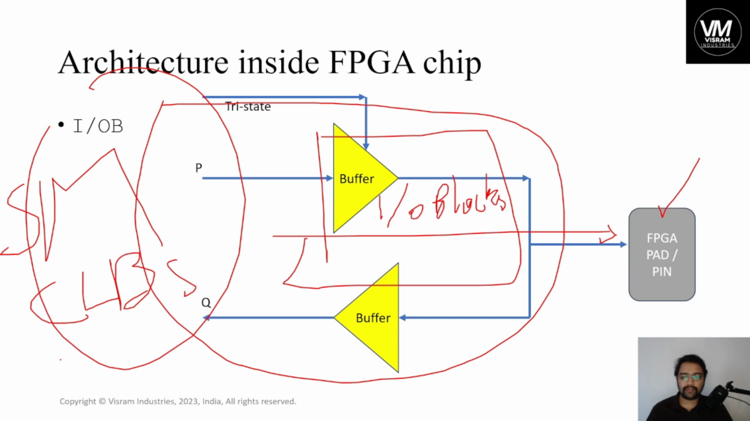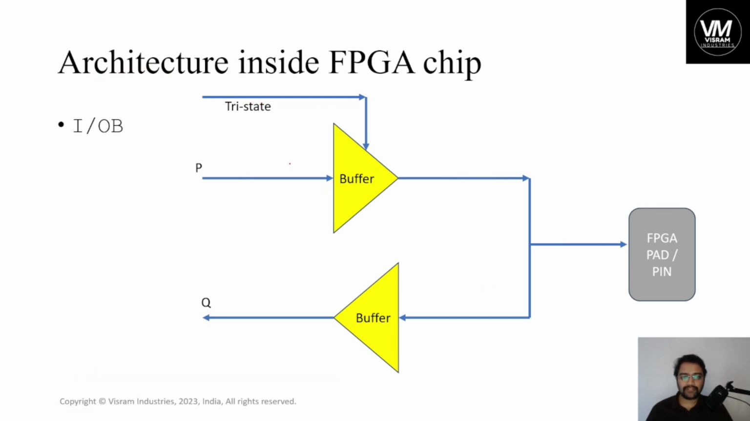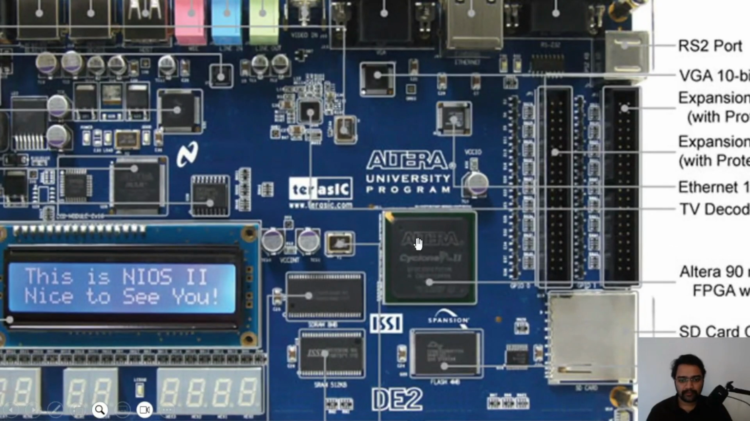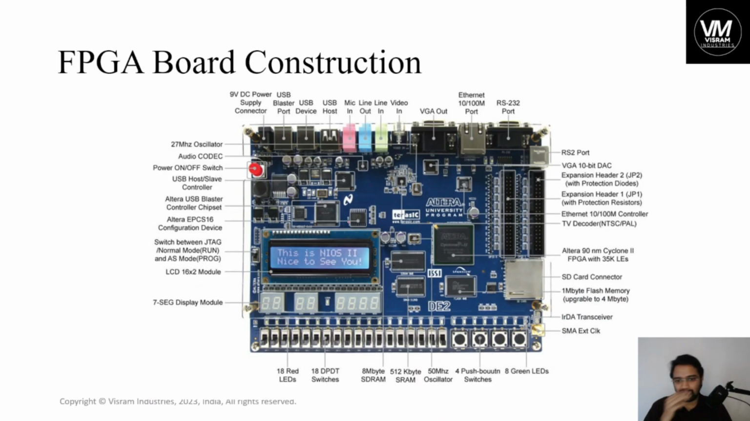Okay, so you have IO blocks. Now, understood? So next, this is the internal architecture of the FPGA chip. If these are the ports that are available around the FPGA chip, inside you can imagine CLBs and switching matrix, CLB, switching matrix, and CLB and switching matrix. You just imagine inside the chip, you can see all these things.